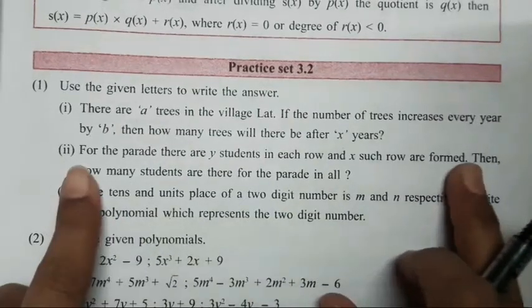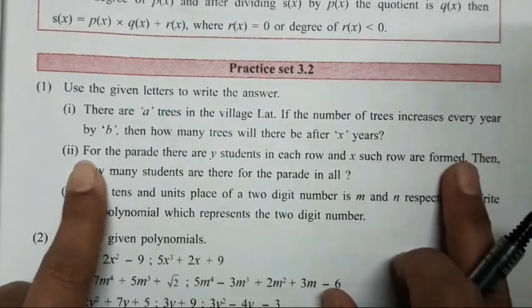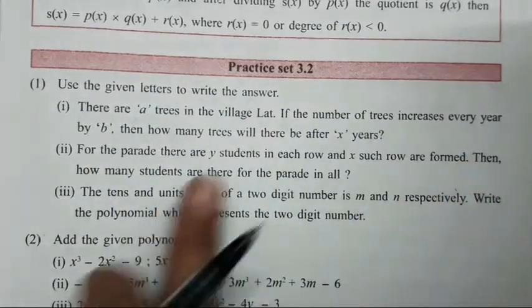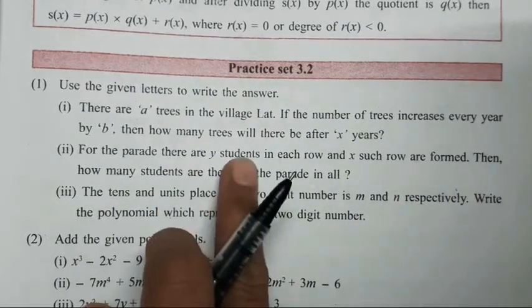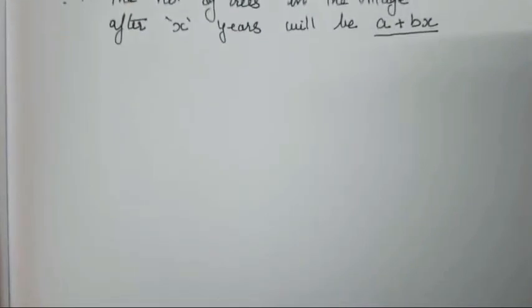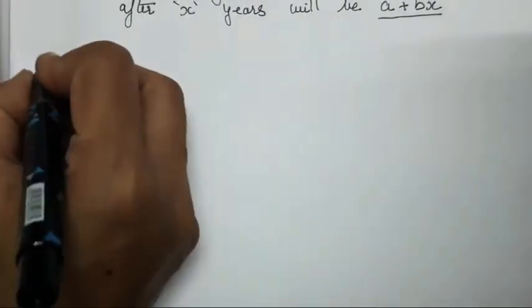Now if you see, the sentence in this question is given differently, so don't get confused. You all have to understand it properly, that Y is supposed to be the students and X are supposed to be the rows. Don't get confused with the sentence formation. They have purposely given it so that you can get confused.